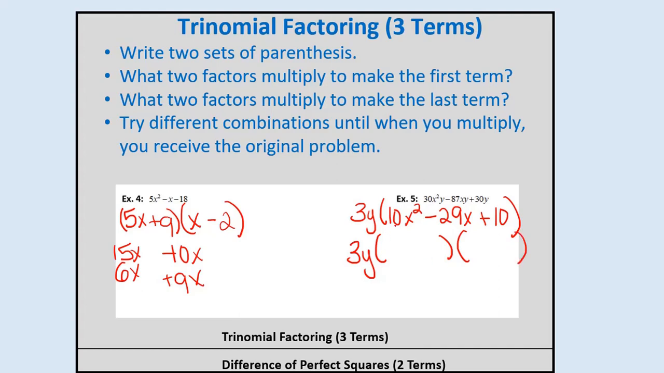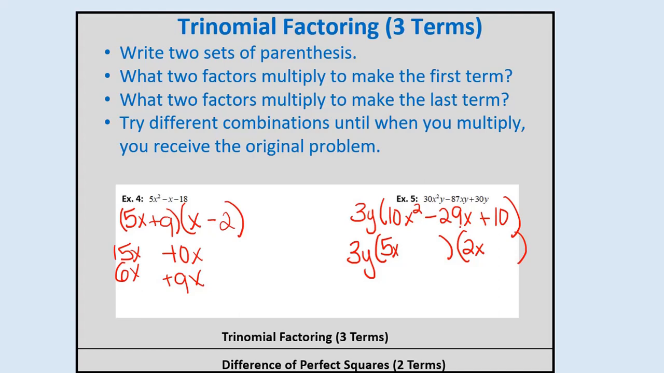Oh, how do you make 10x squared? Well, 10 and 1 and 5 and 2 with x's attached. Let's go 5x and 2x just because that seems a little friendlier. 10, how to make 10? 10 and 1 and 5 and 2.